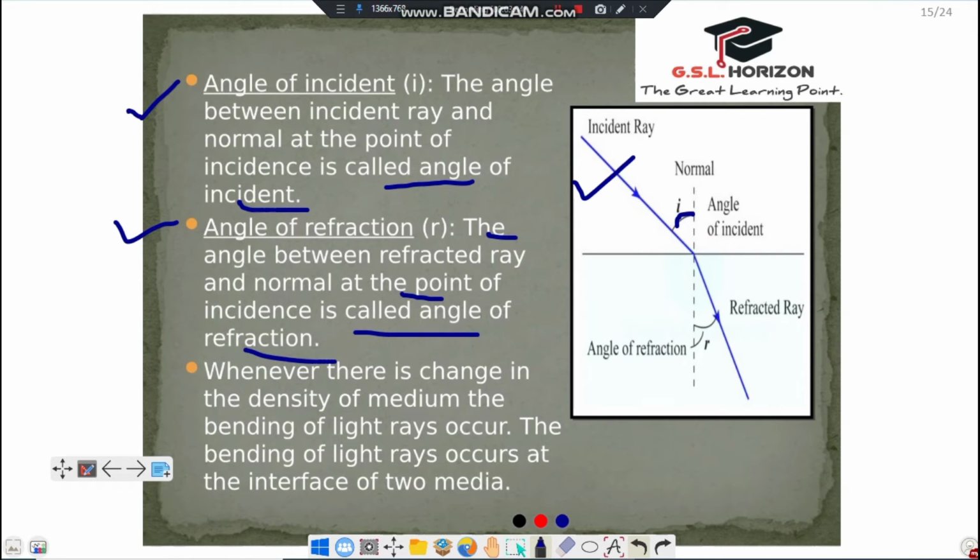Guys, whenever there is a change in the optical density of the medium, bending of light rays occurs. The bending of light rays occurs at the interface of two media. As we can see on our screen, this is the angle of incidence and this is the angle of refraction. This is the incident ray and this is the refracted ray, and the dotted line denotes the normal.